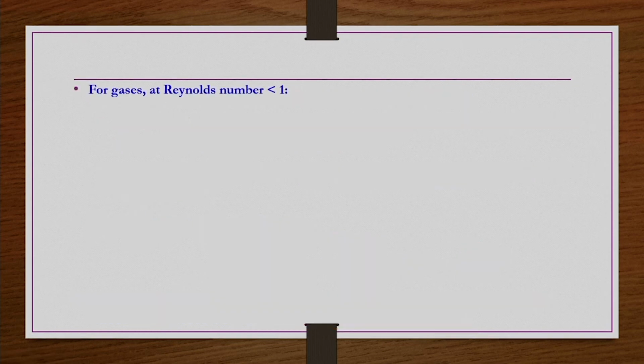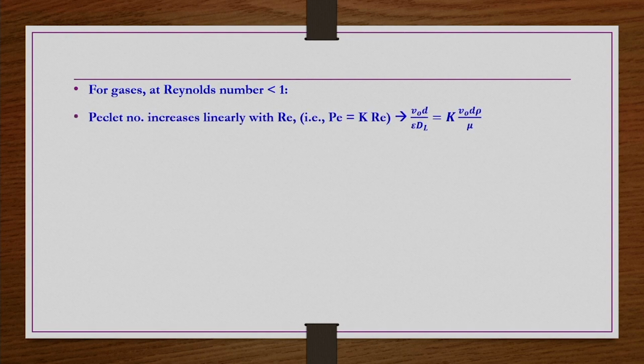So, for gases in general at small Reynolds numbers, the Peclet number increases linearly with Reynolds number, so that Pe is equal to K Re, where K is the proportionality constant for the time being. Usually this is the reality from experimental results. When the Reynolds number is very small for gases, Pe increases proportionally with Reynolds number. So, this is the relation, Pe is equal to K Re. So, Pe for packed beds is V naught d by epsilon dl, which is equal to K times Re, and Re is V naught d rho by mu.